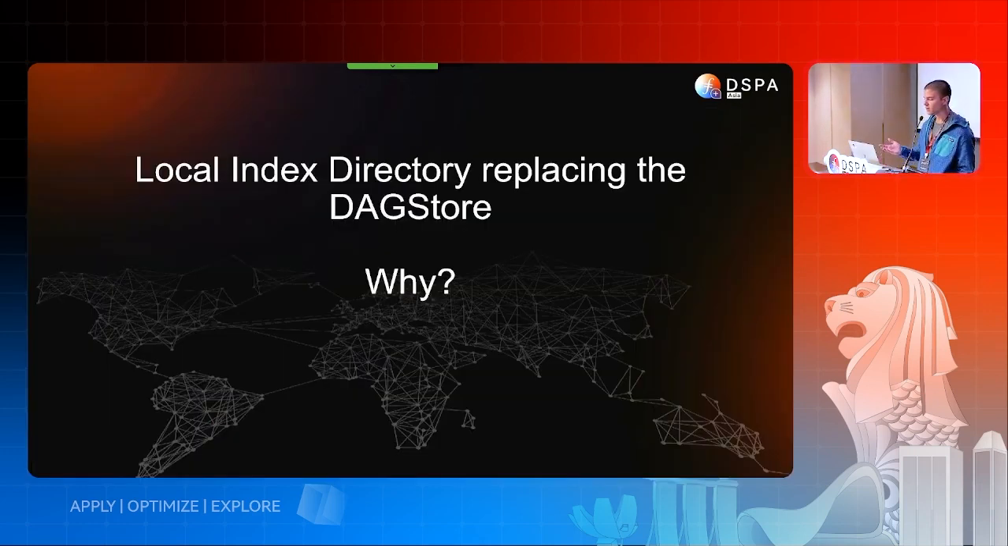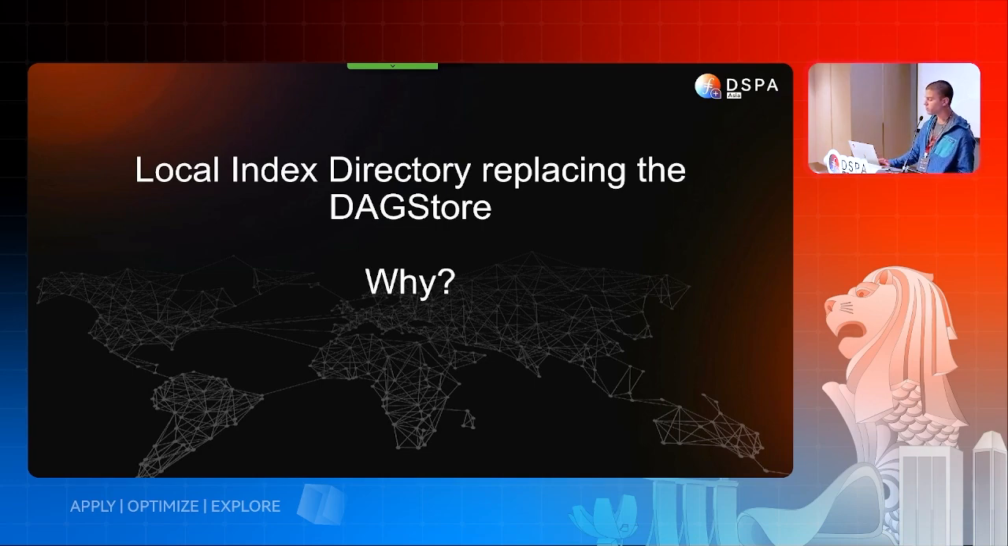So first of all, why did we introduce the local index directory, and why is it replacing the DAG store? The DAG store, for those of you who don't know, is the indexing component that has been used historically in Lotus and later in Boost, which basically handles indexing of user data so that when users push their data to storage providers, they can later retrieve it and have also fine granularity over their data, given that Filecoin stores large sectors.